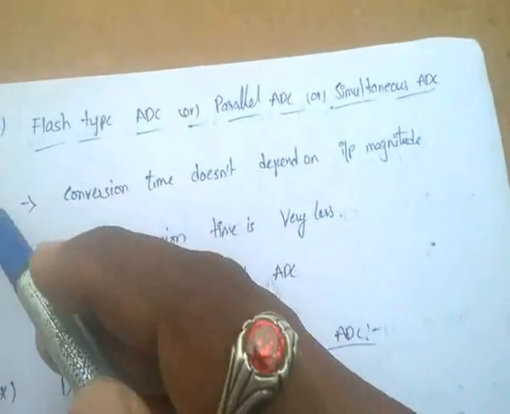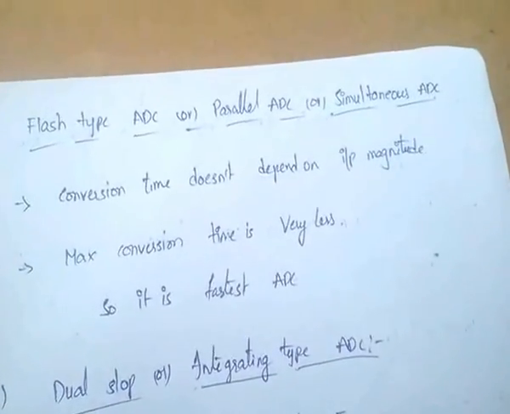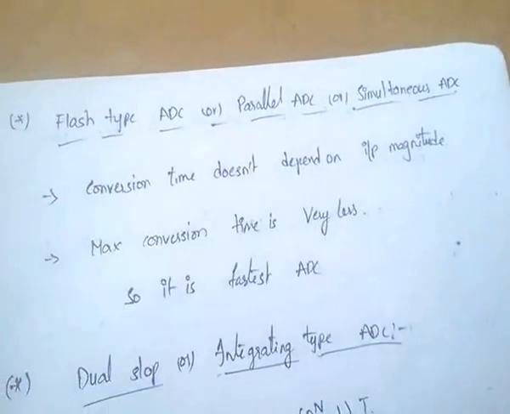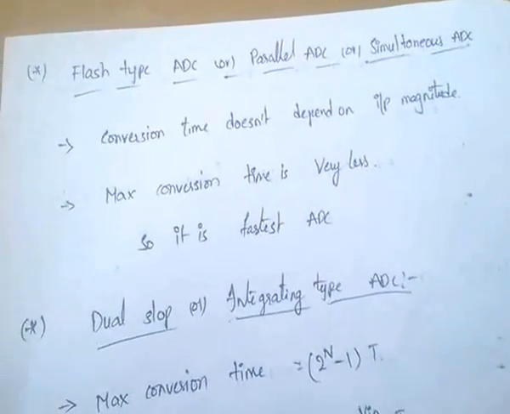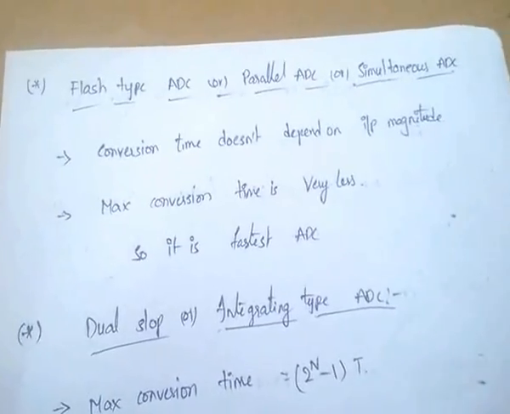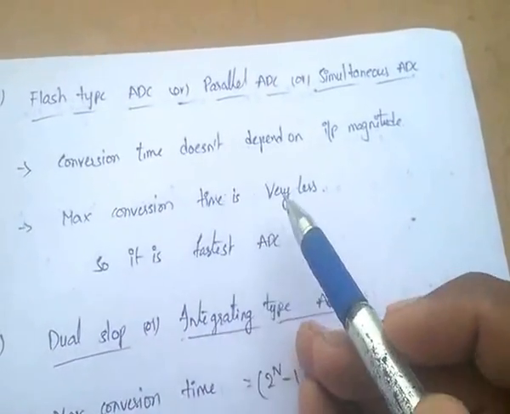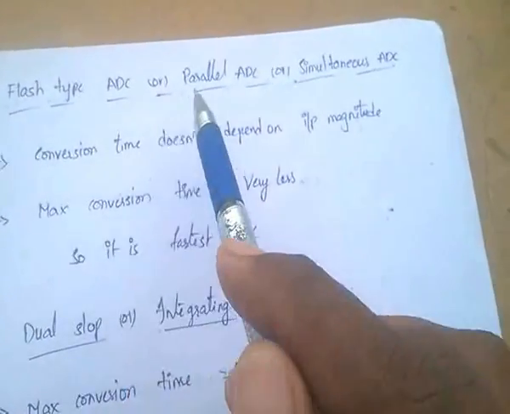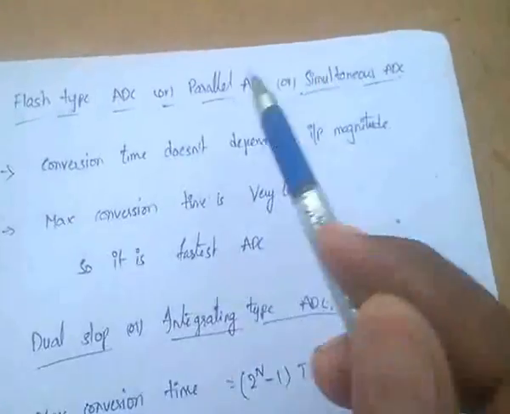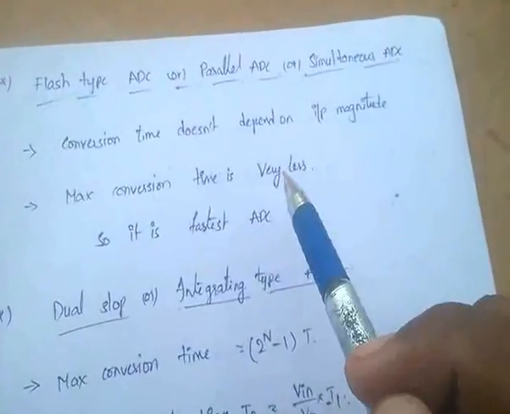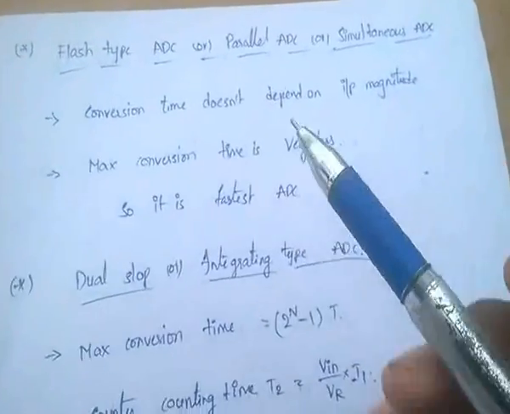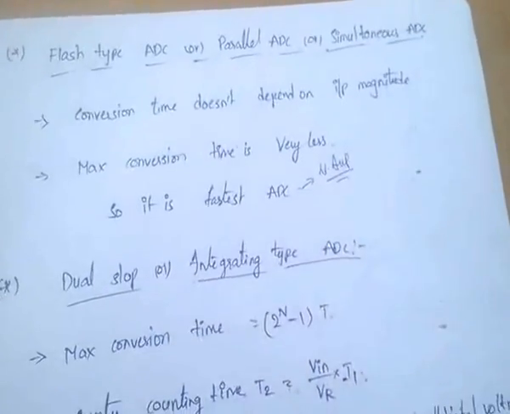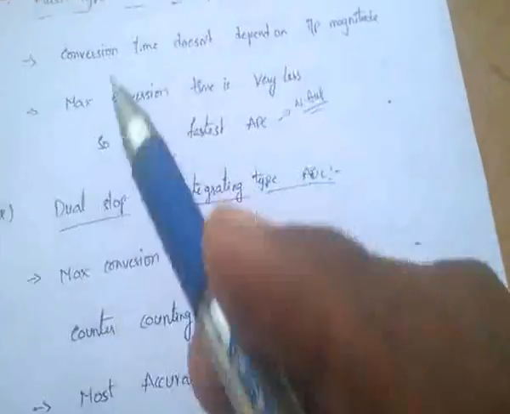Next one, flash type, very very important. Flash type ADC or parallel ADC or simultaneous ADC. Here the conversion time does not depend upon input magnitude, and the maximum conversion time is very very less, so it is the fastest ADC among all the ADCs. Fastest ADC, very very important bit. Fastest type ADC is nothing but flash type.